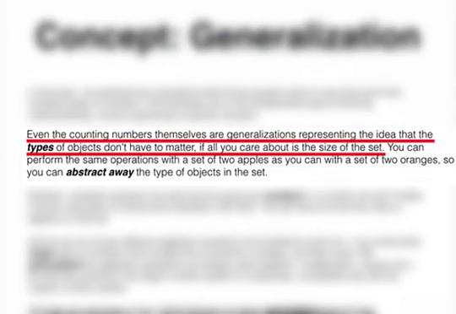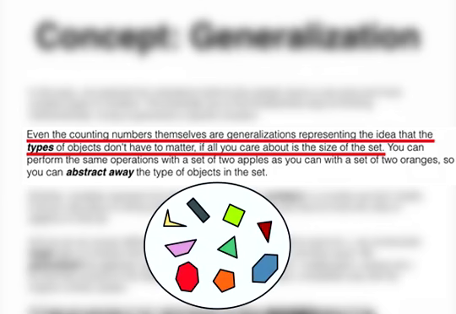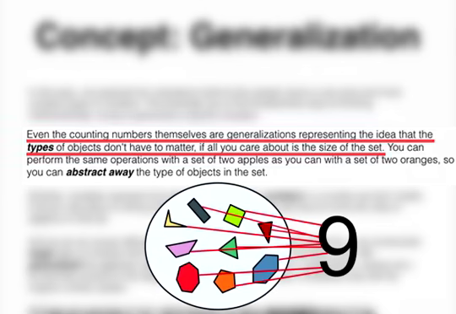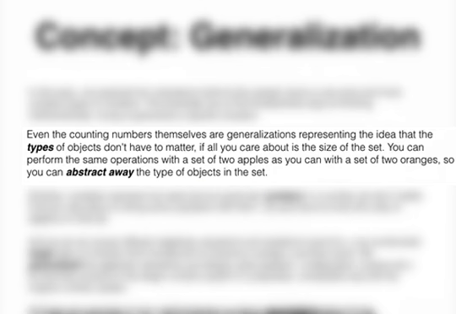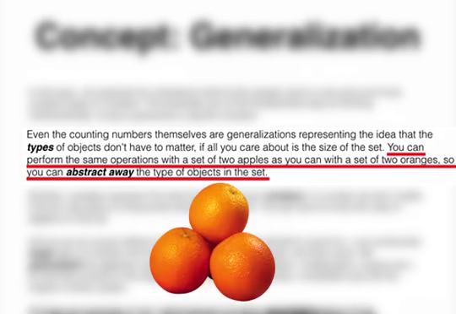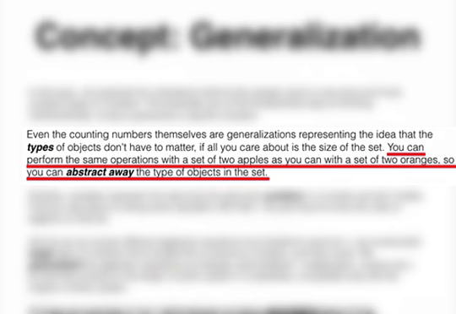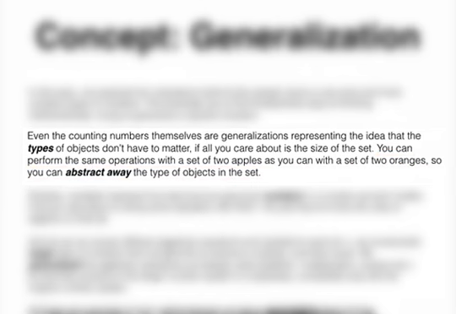Even the counting numbers themselves are generalizations that represent the idea that the type of item doesn't matter if all you care about is the number of items, right? Once you abstract away those details and you're only left with the size of the set, you can perform the same operation with a set of apples that you could perform with a set of oranges. So you can basically abstract away certain things, leaving only the essential things. That's another way of mathematically thinking about things.